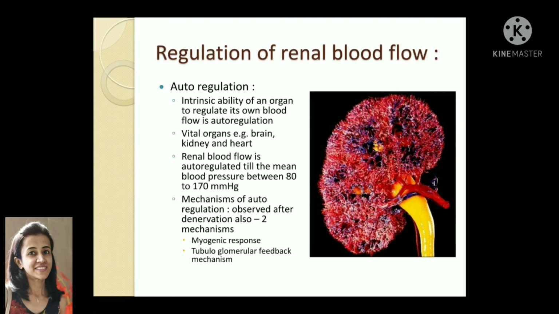When blood flow increases, renal arterial pressure increases, and because of this, there is stretching of the elastic wall of the afferent arteriole. That increases flow of calcium ions, and these calcium ions cause contraction of smooth muscles in the afferent arteriole and increase vascular resistance, so blood flow decreases.